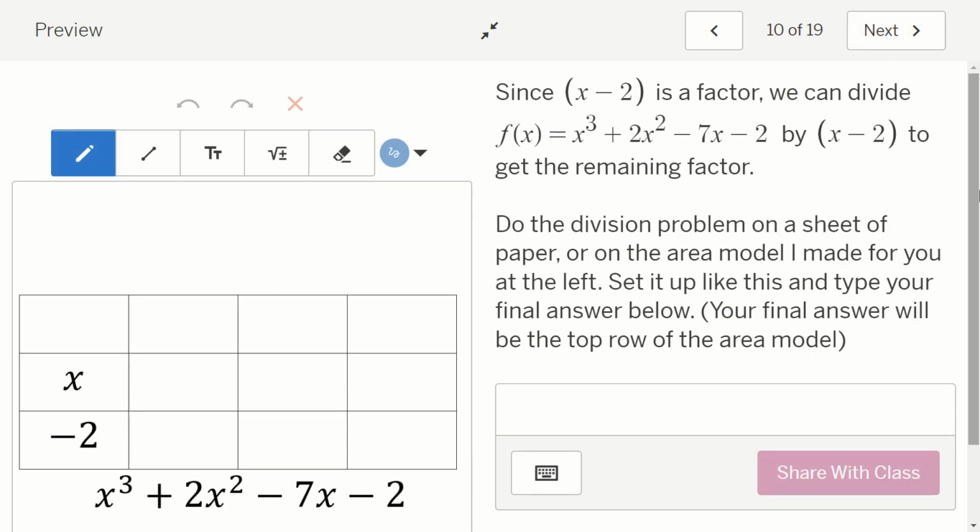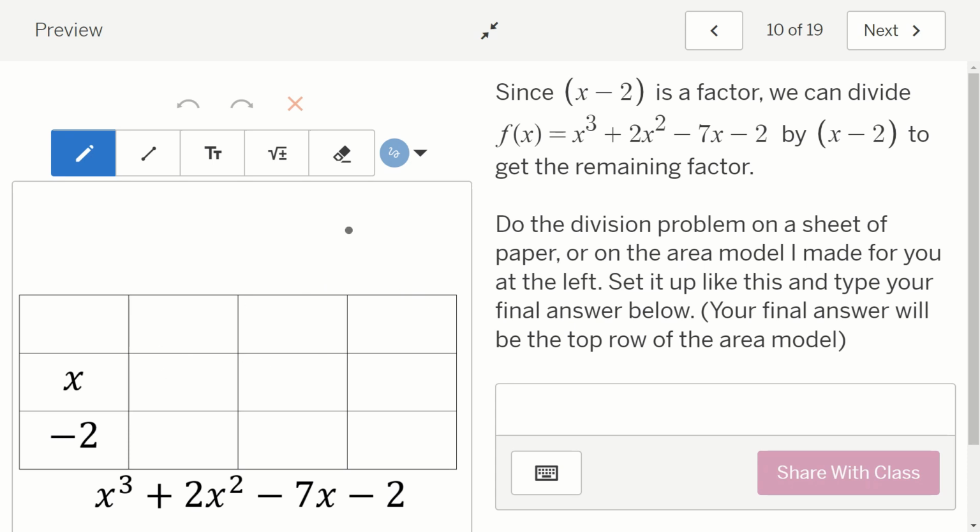So what Andre is going to do is divide by something that is a known factor. So he's going to take his polynomial that he needs the x-intercepts for, x to the third plus 2x squared minus 7x minus 2, and he's going to divide that by x minus 2. So that's the height of the rectangle. This is the area of the rectangle. And then we're going to figure out what the other factor is. What is the thing that is up at the top?